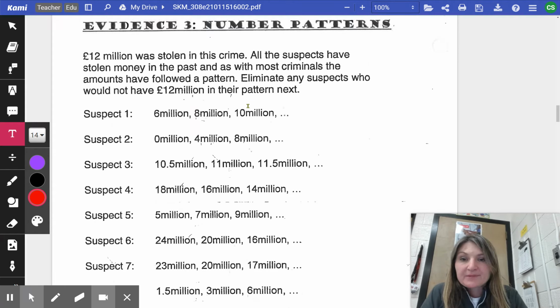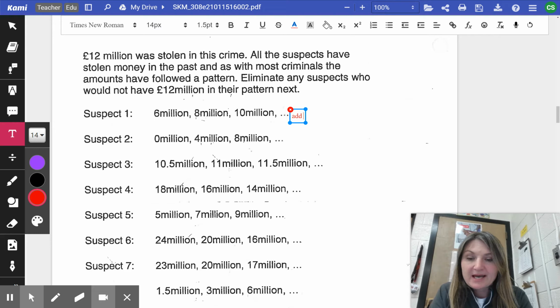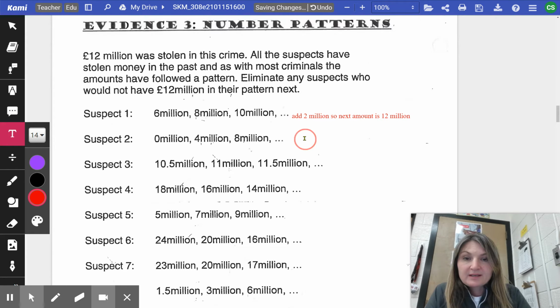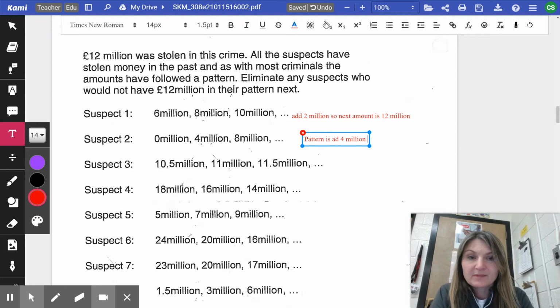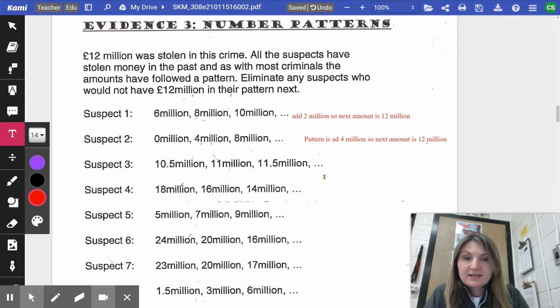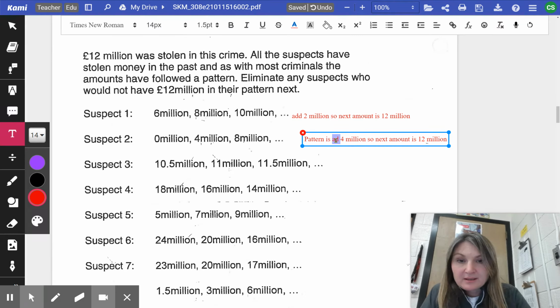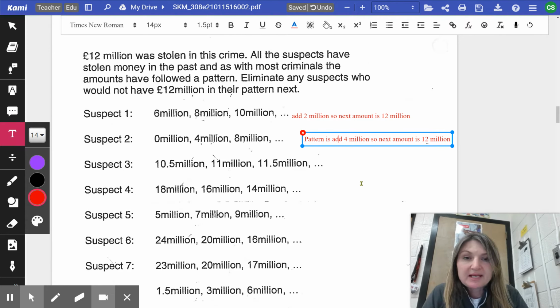First one, suspect 1. We have 6 million, 8 million, 10 million. So what would the next number be? Well, if I keep adding 2 million, next amount is 12 million. Next person, 0, 4, 8. The pattern is add 4 million. So next amount is 12 million. I can't eliminate them. So keep going through your patterns to see who you can eliminate and who stays. If it's 12 million, they stay there. Let's go down to the next piece of evidence.